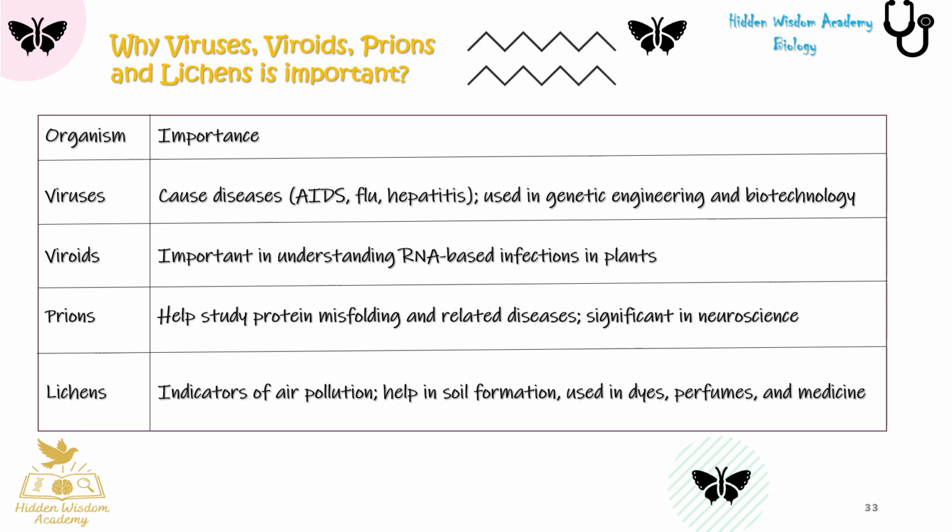Why viruses, viroids, prion, and lichens are important. 1. Viruses. Cause diseases such as AIDS, flu, hepatitis. Viruses are used in genetic engineering and biotechnology. Viroids are important in understanding RNA-based infections in plants. Prions help study protein misfolding and related diseases, significant in neuroscience. Lichens are indicators of air pollution. They help in soil formation, used in dyes, perfumes, and medicine.